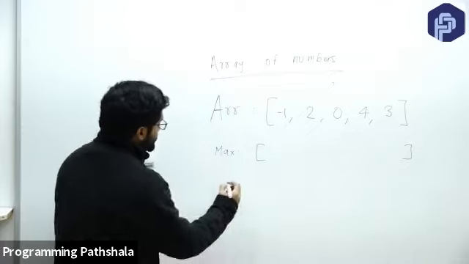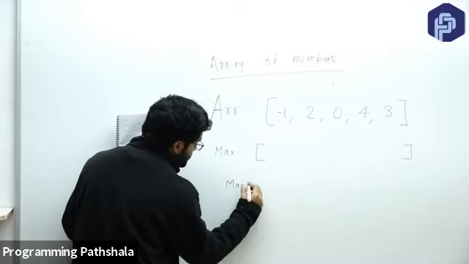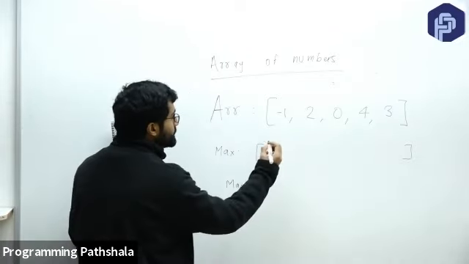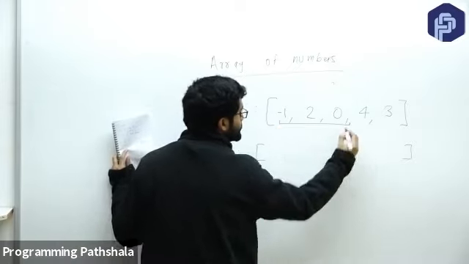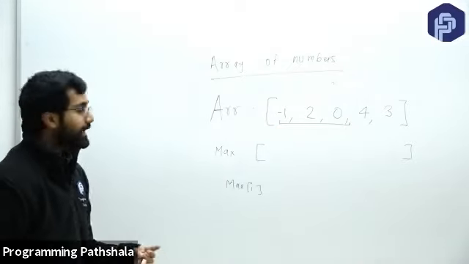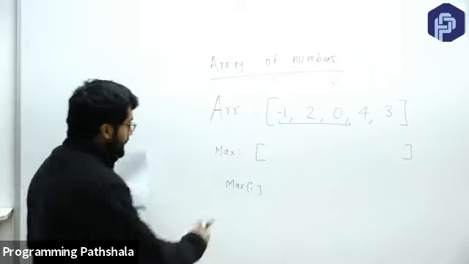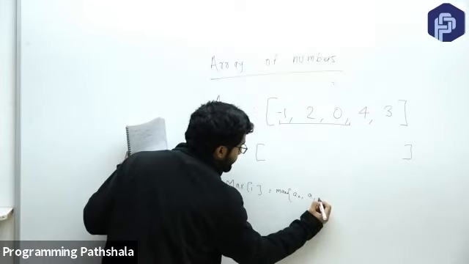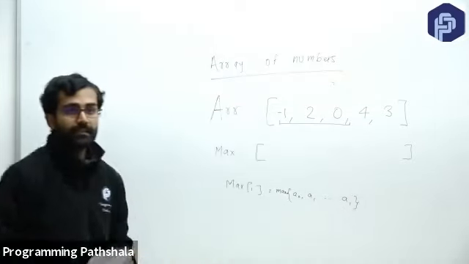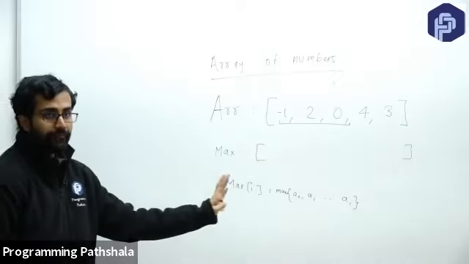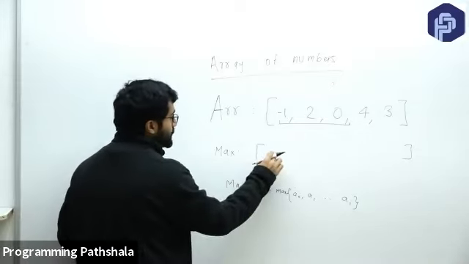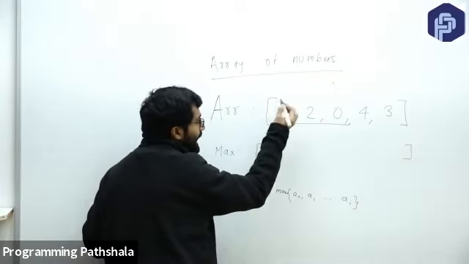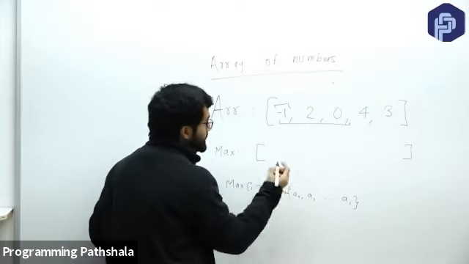And what I want is that max of I, which is the ith element, should contain the maximum of numbers from 0 till I. Okay, so is that clear what I tried to say? Max of I should contain the maximum of A0, A1, and so on till A of I. Is that clear? Okay, so if I have to do that, what should max of 0 contain? Max of 0 should contain the maximum value that I can get from 0 to 0, and that is just one value, which is -1.